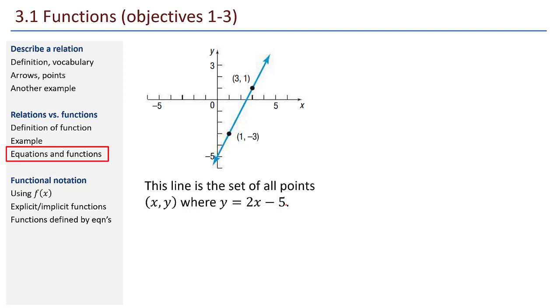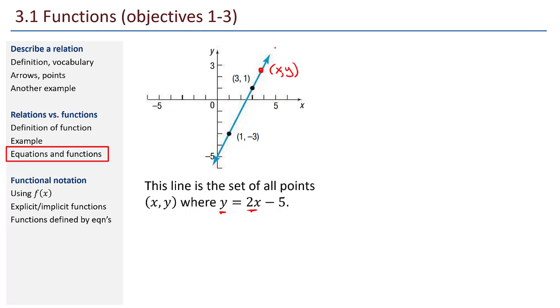Okay, so the previous slide showed several points and said the existence of those several points makes a function. Look at this. This line represents infinitely many points. There's the point 1, -3 on that line, and there's the point 3, 1. But in fact, there are infinitely many points. There's some point x, y. But all of these points have a particular property. This line is the set of all points x, y, where the y-coordinate looks like twice the x-coordinate minus 5.